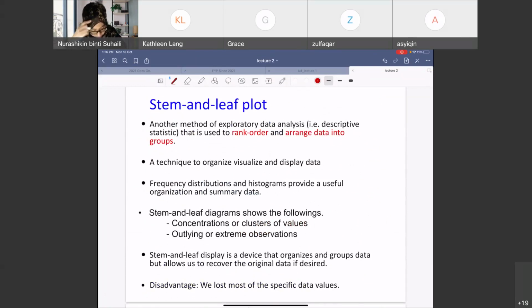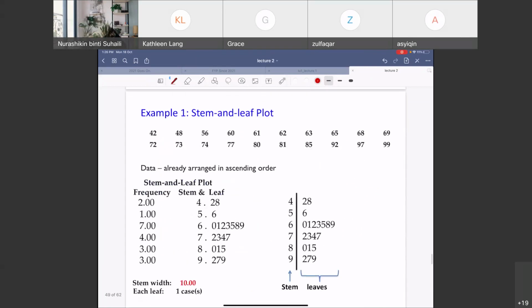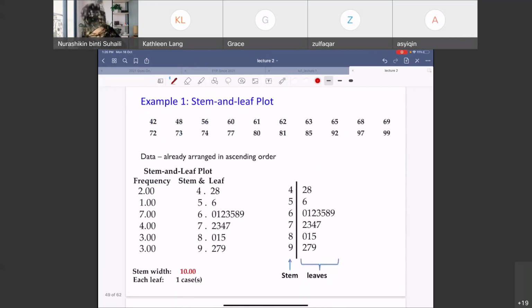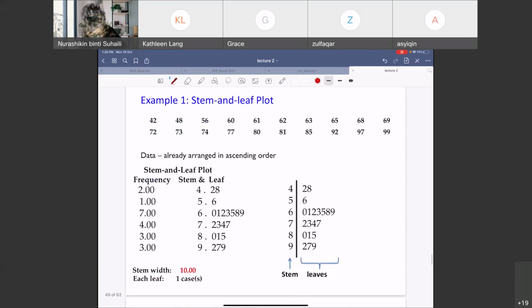What the stem and leaf plot is all about, this one is not that common, but there is. So what does it mean? Let's say you have this raw data given to you, and you want to present it. Maybe you want to try the stem and leaf plot method. So how are you going to present it? This is the format.